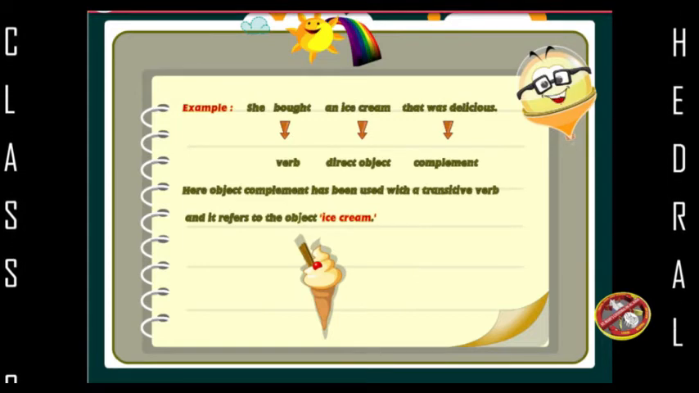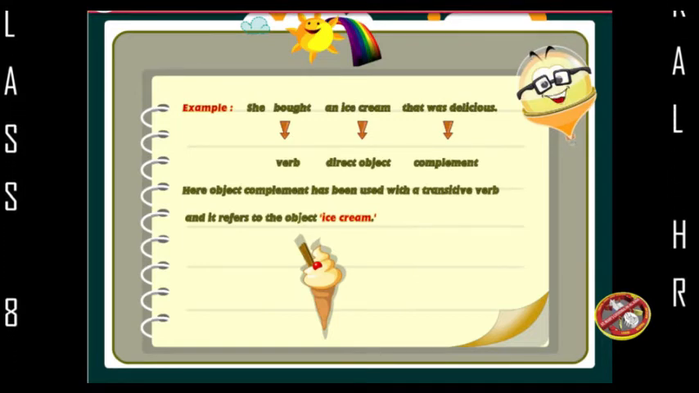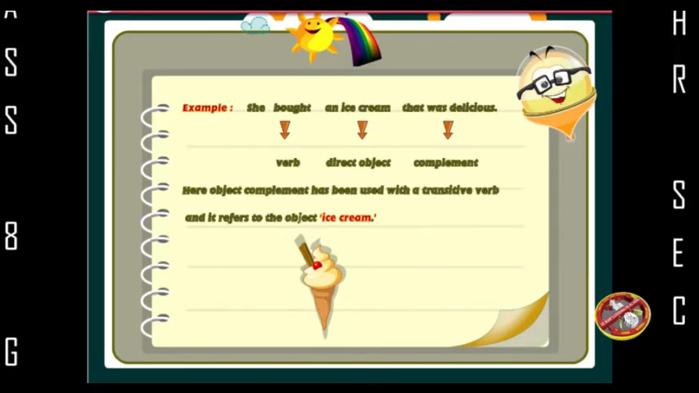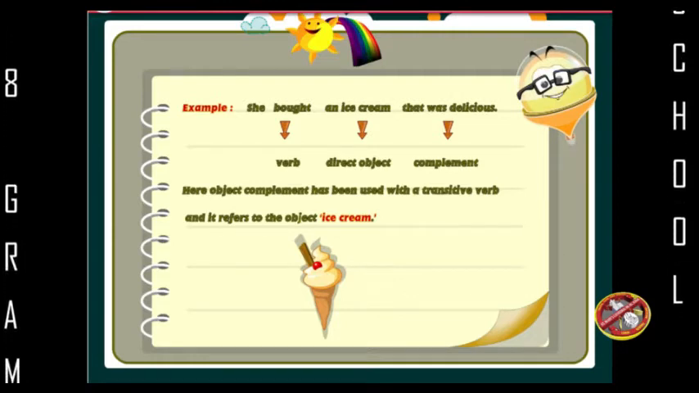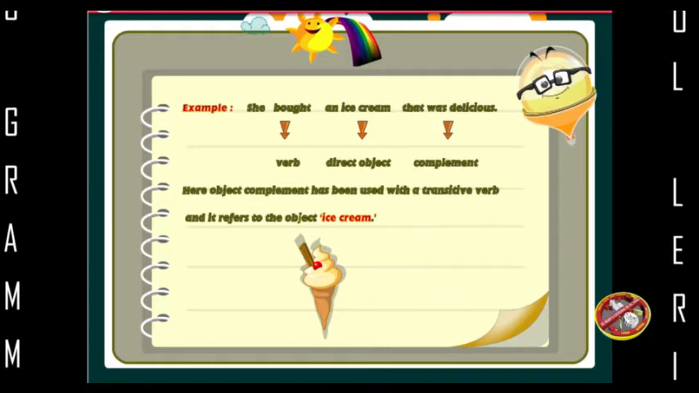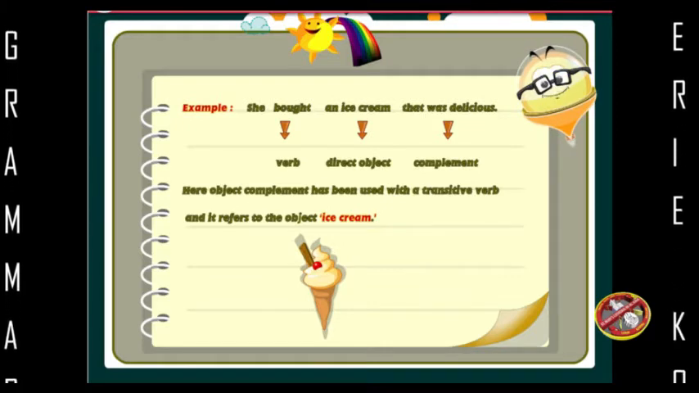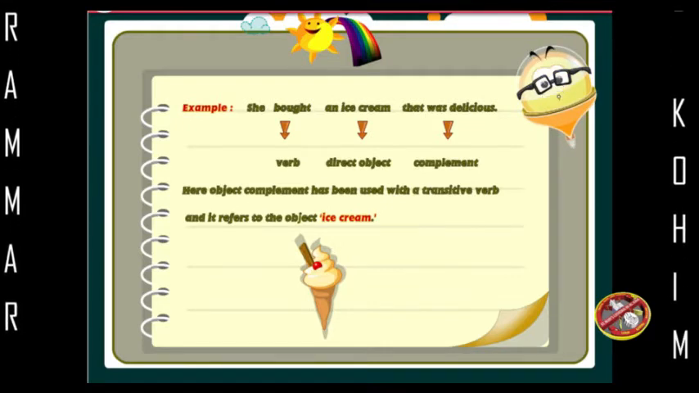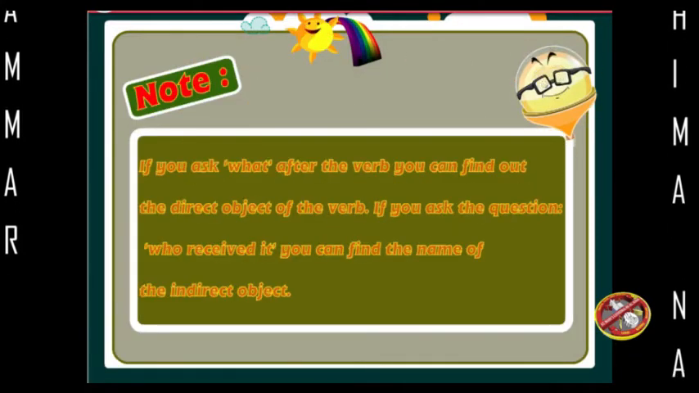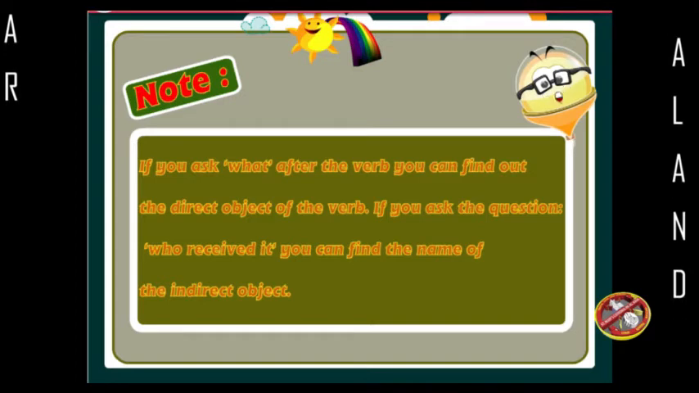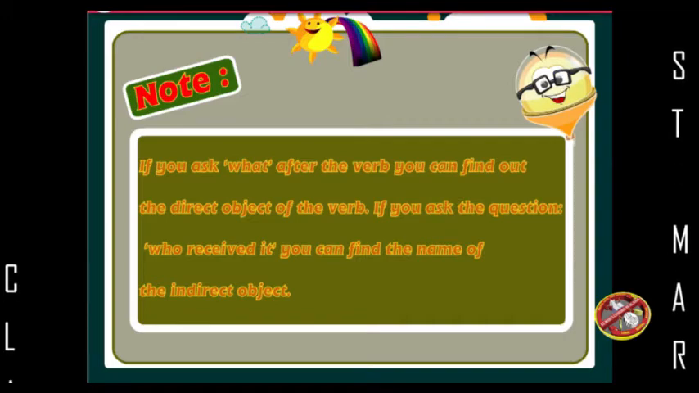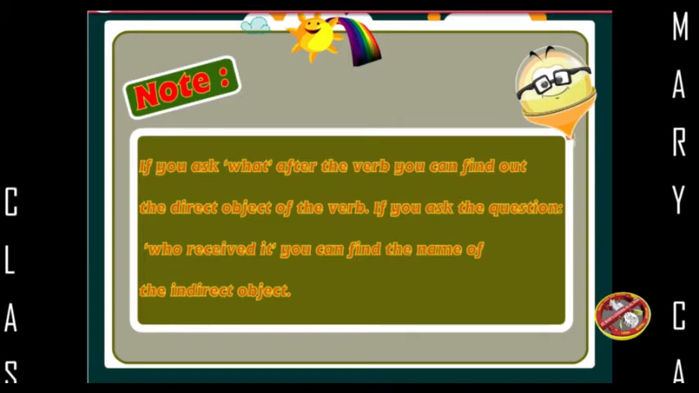Example: She bought an ice cream that was delicious. Verb, direct object, complement. Here, an object complement has been used with a transitive verb and it refers to the object, ice cream. Note: If you ask what after the verb, you can find out the direct object of the verb. If you ask the question, who received it, you can find the name of the indirect object.